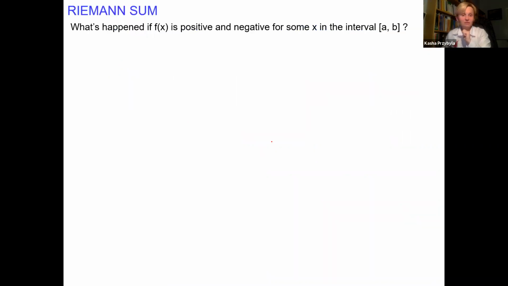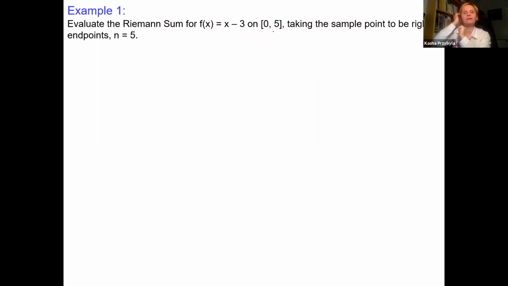That means, if f of x is positive and also negative at some values in the given interval, let's try to do this. Evaluate the Riemann sum. That's actually a good exercise. For the function, a nice linear function, x minus 3, on the interval from 0 to 5, taking the sample points to be the right endpoints, and n is 5. That means we will divide the entire interval by 5.